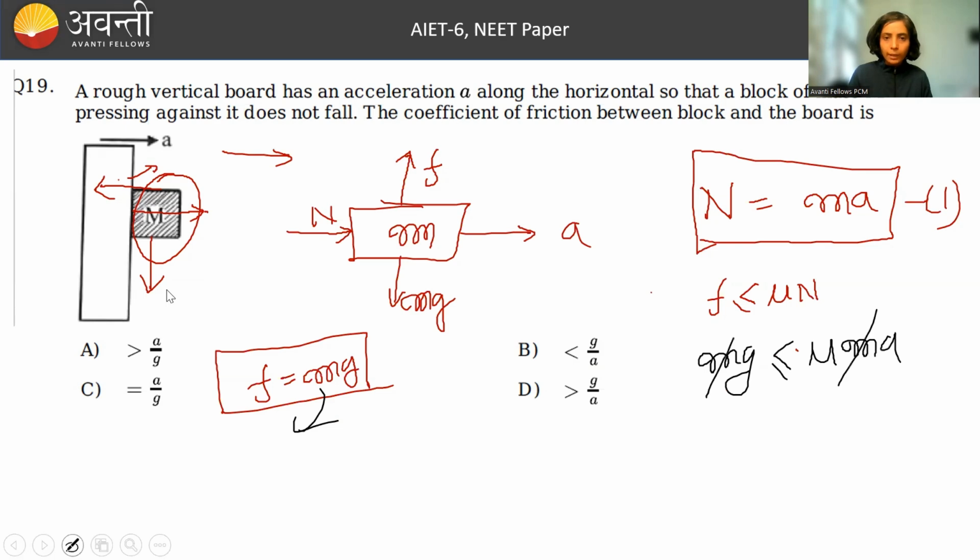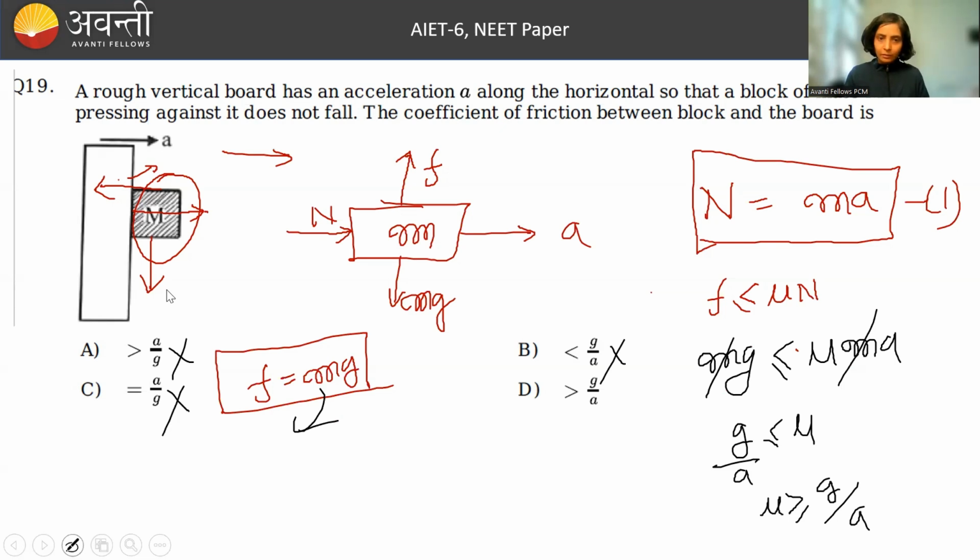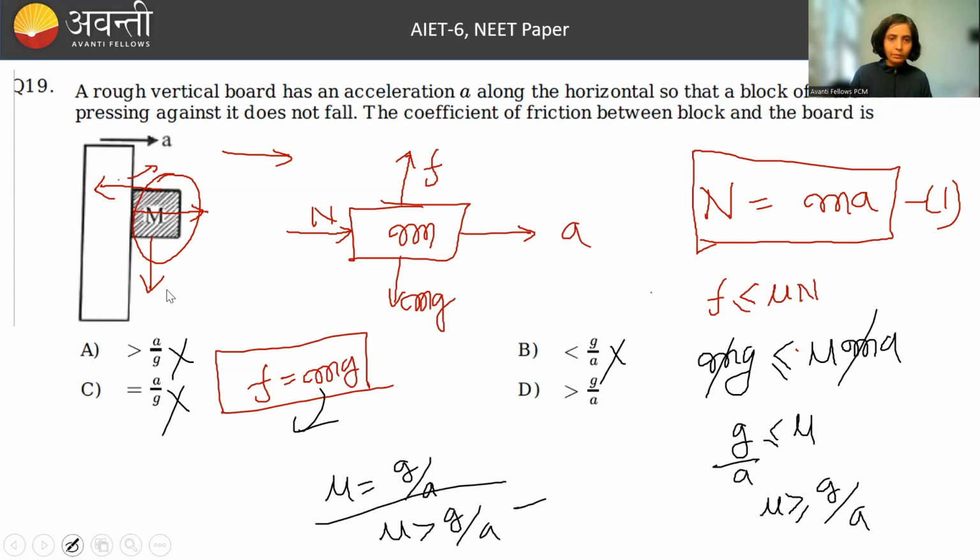ma. So m got cancelled. g is less than equal to mu a, so g by a is less than equal to mu. So mu is greater than equal to g by a. So which option will be correct? Mu is greater than a by g? No. Mu is less than g by a? No. Mu is equal to a by g? No. Mu can be equal to g by a. So mu is greater than g by a? Yes, it can be. So answer can be mu equal to g by a. Yeah, mu is greater than g by a. This option is not given. This is given. So this is correct. Okay. Chalo.